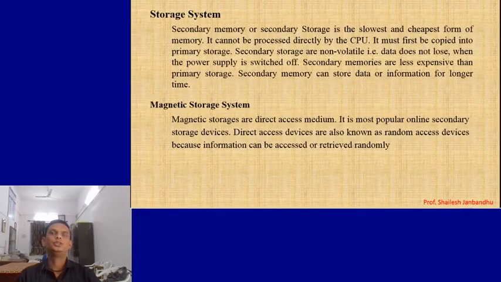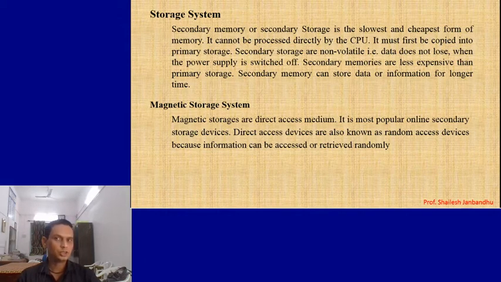Next one is storage system. Before that, we just discussed the primary memory, RAM and ROM. Both are primary memory because these memories are always attached to our computer system. Random access memory, RAM, is volatile, whereas read-only memory is non-volatile. It's permanent in nature, but it is a firmware.